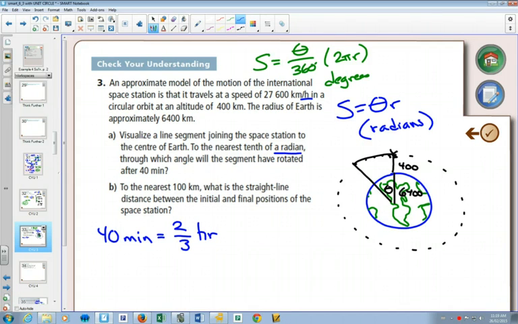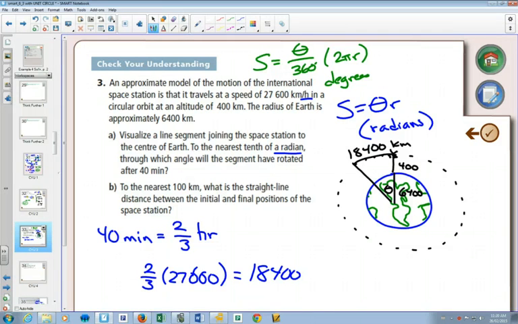So in 2/3 of an hour, how far will that travel? We take 2/3 and multiply it by 27,600, and we get 18,400. Is that right? Someone can double check. So that is 18,400 kilometers.